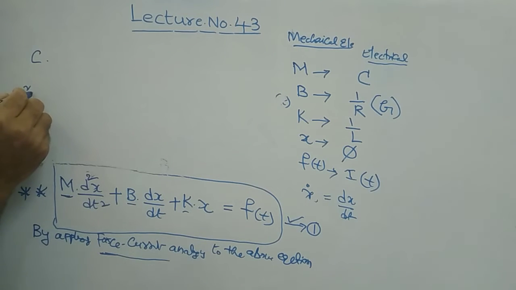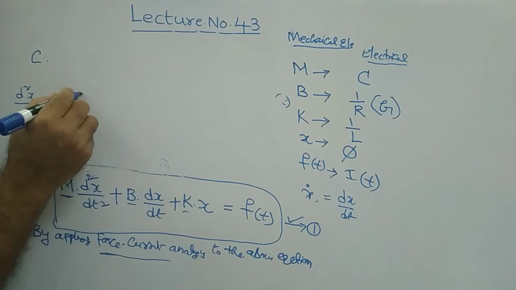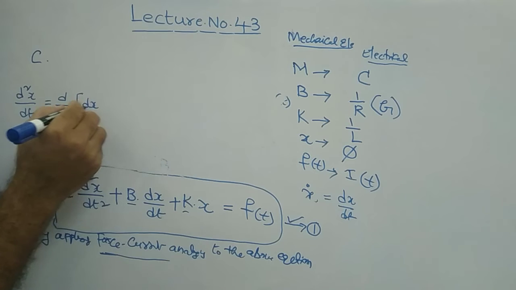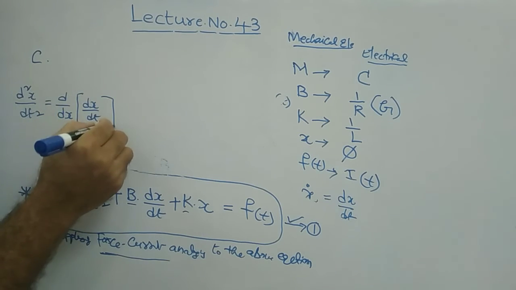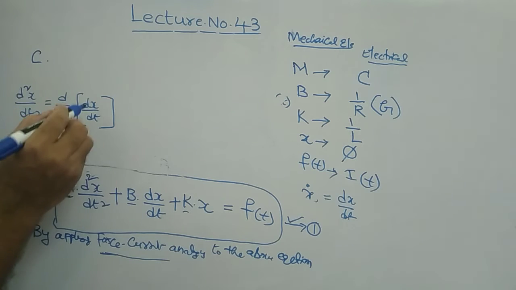d square x by dt square can be written as d by dx of dx by dt. Can we write like this? d square x by dt square is nothing but a double derivative. So first you have to find dx by dt. For that, if you take another d by dx, then it will become d square x by dt square. Therefore, this can be written as d by dx of dx by dt.